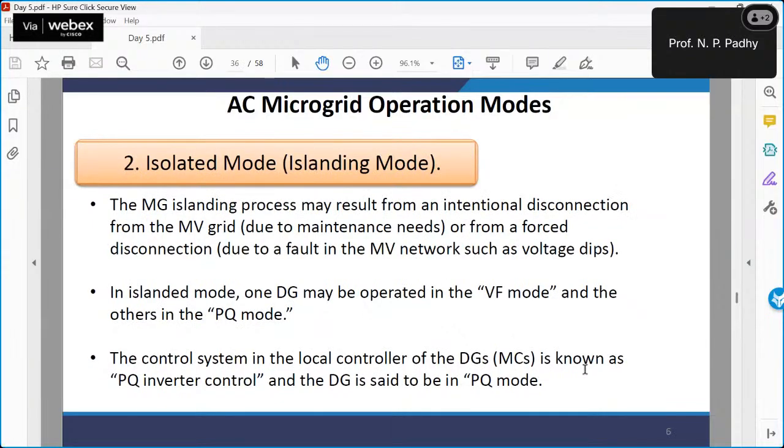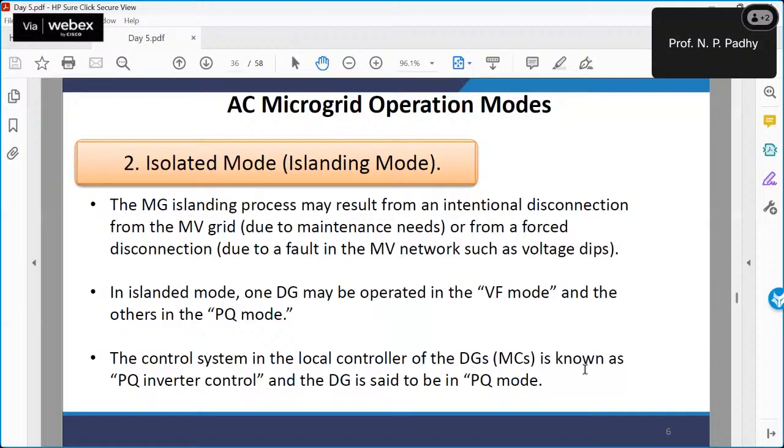The terminology slightly differs. The microgrid islanding process may result from a planned action, or our state electricity authorities do it during an emergency, due to maintenance needs, also sometimes due to energy shortages, or from a forced disconnection due to a fault in the medium voltage network such as voltage dips. If there is some problem, like a transformer blast, then they disconnect you from the main grid.